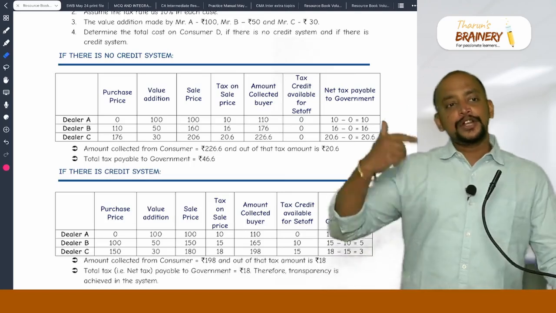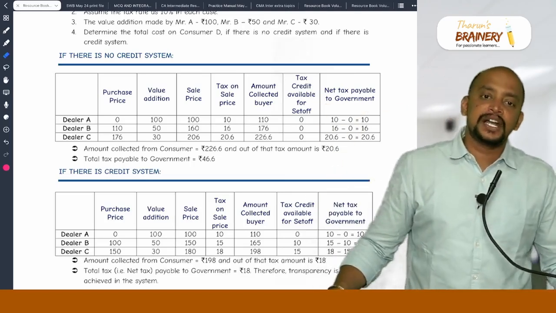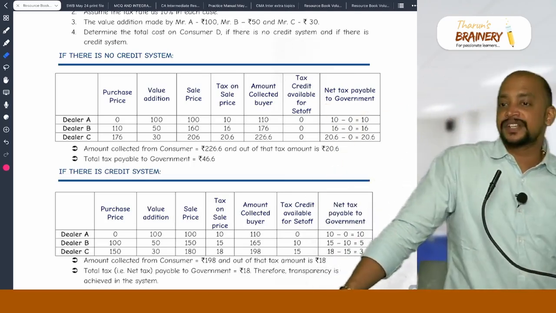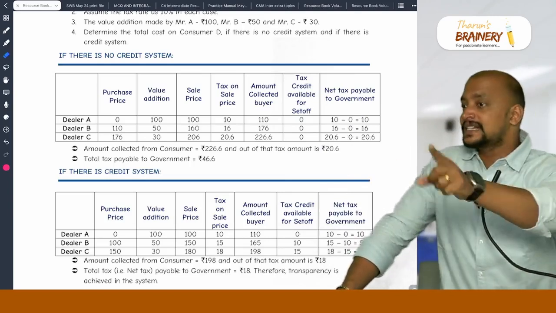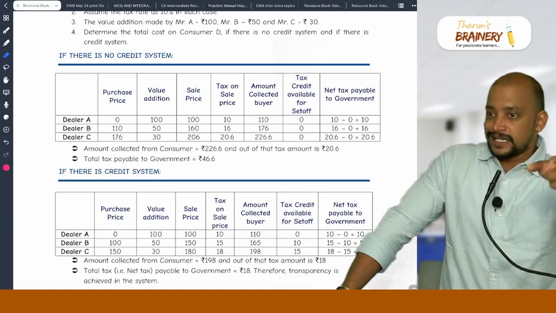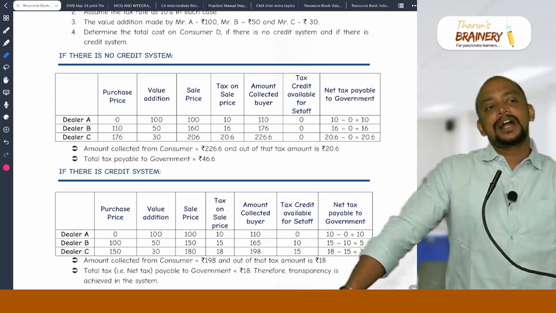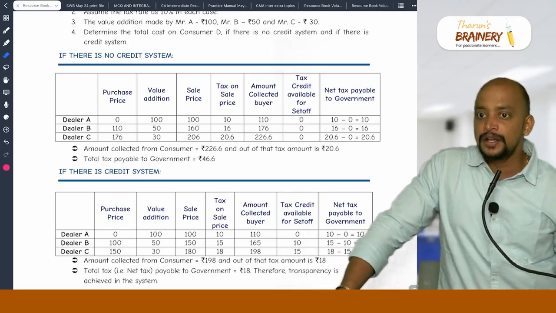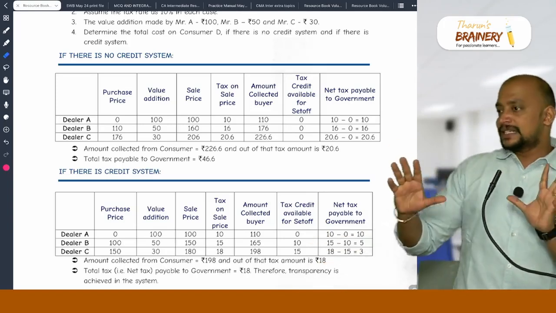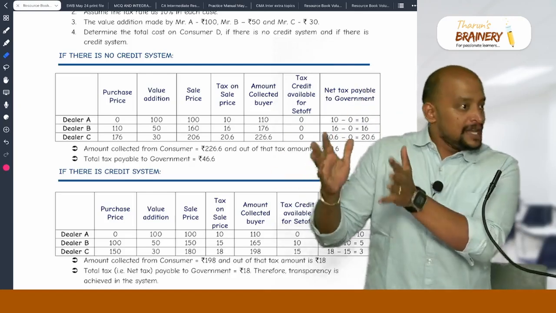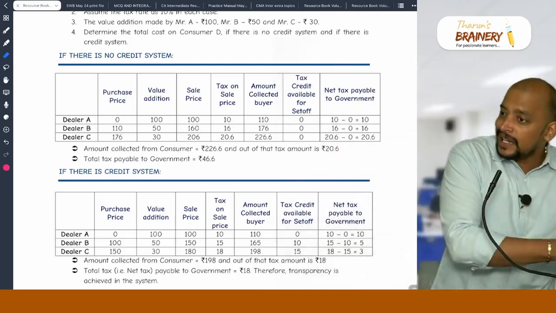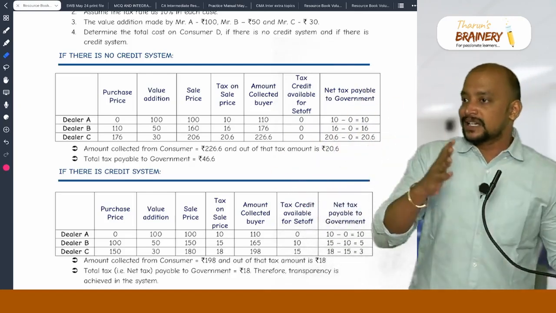Same way, look into the previous table. What was the revenue to the government without credit system? 46.6. Now what is the revenue to the government? 18. That 18 is actually on the value addition. 180 into 10%, 18. So how much is government losing? 28.6. So in a nutshell, however much government is losing in revenue, that much is contributed to the consumer by way of reduction in the price.